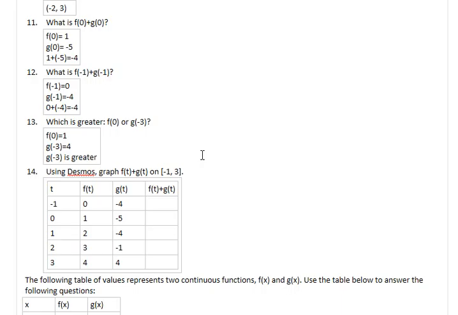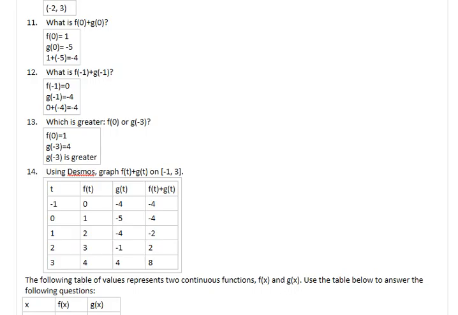0 plus negative 4 is negative 4. 1 plus negative 5 is also negative 4. 2 plus negative 4 is negative 2. 3 plus negative 1 is positive 2. And 4 plus 4 is 8.